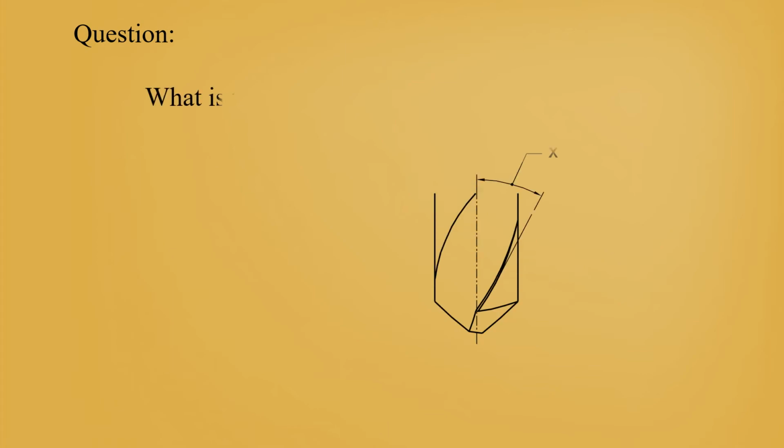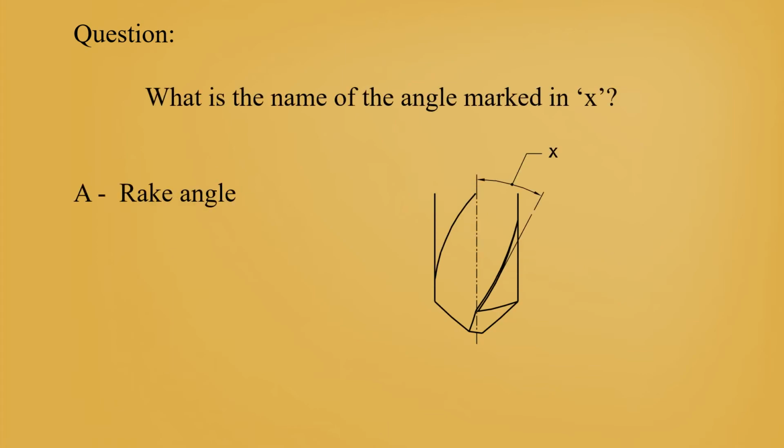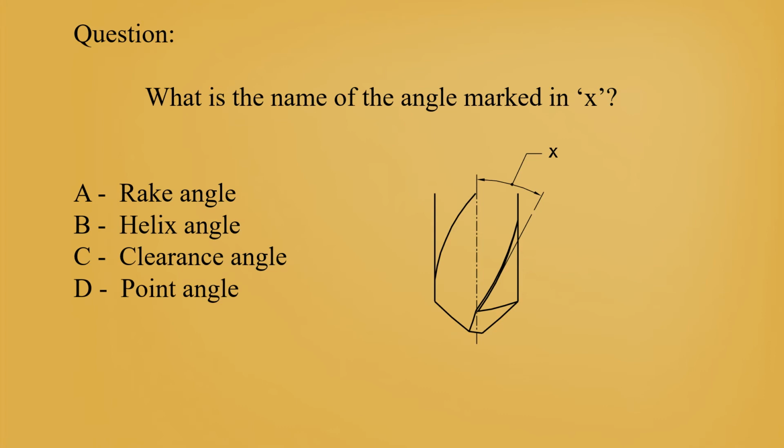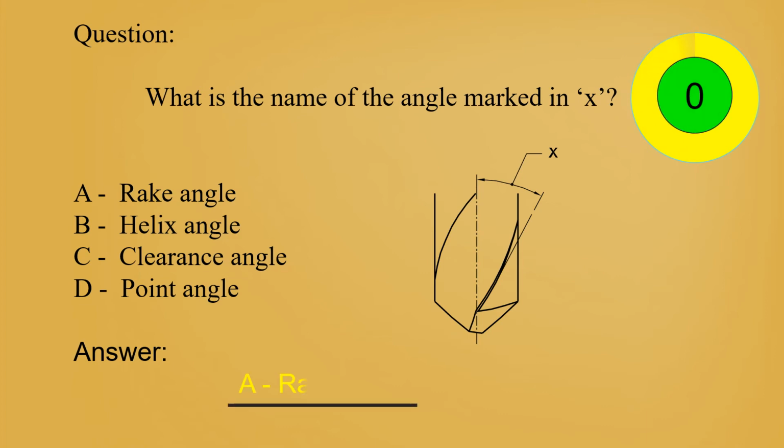Question. What is the name of the angle marked in X? A. Rake angle. B. Helix angle. C. Clearance angle. D. Point angle. The answer is A. Rake angle.